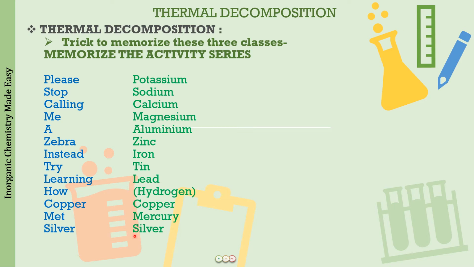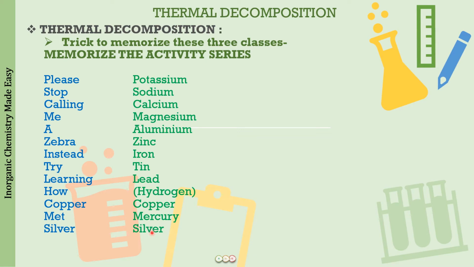Right? So we have learned some mnemonics also for that. I hope you must have also learned. I am just sharing one with you. You must have learned another one. That does not matter. The only thing that matters is that you should know this activity series. So the mnemonic I use is, please stop calling me a zebra. Instead, try learning how copper met silver. All right. And from this, you can make all of these.